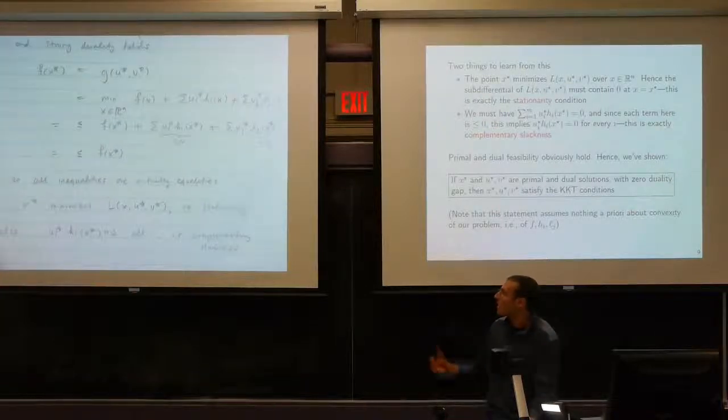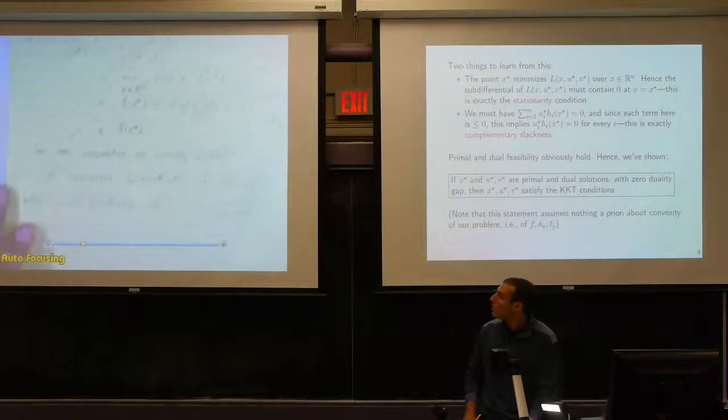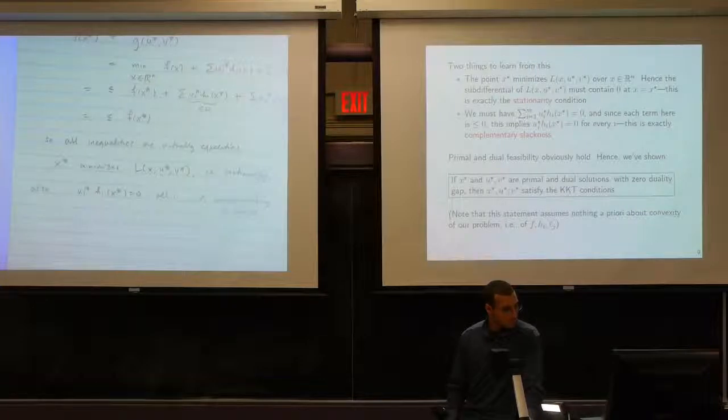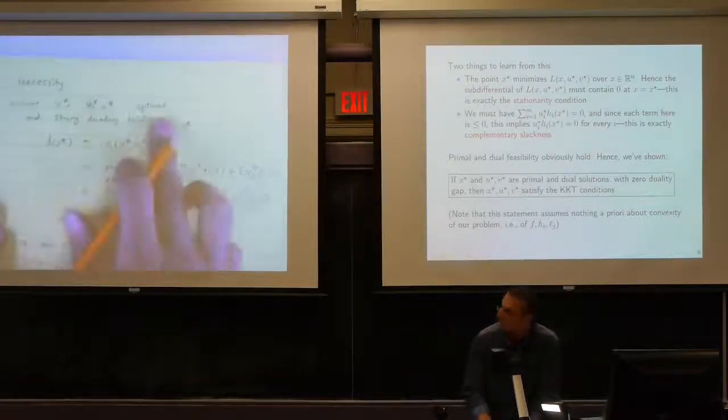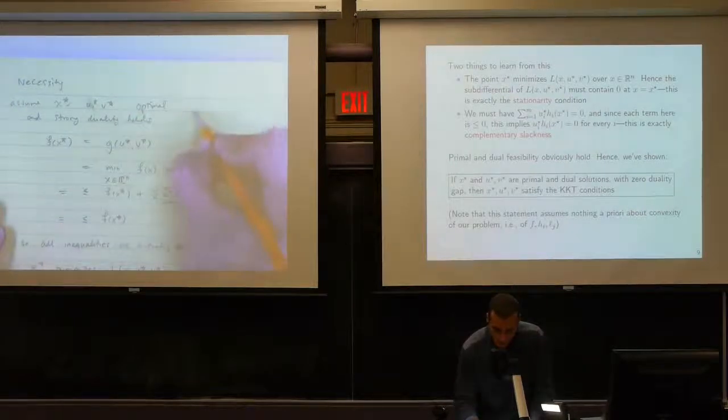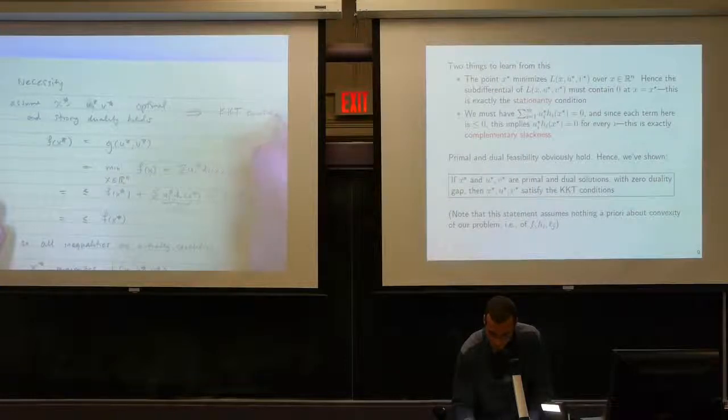And of course, the last two conditions we know must be true. We know that x star and u star, v star have to be primal and dual feasible because they were solutions. So they have to be true. And then those four things are the KKT conditions. So we've just shown that if x and u, v are optimal points and strong duality holds, then the KKT conditions must also hold.